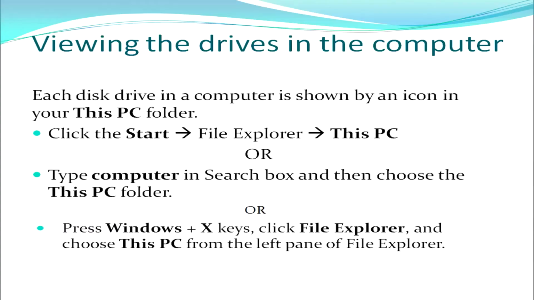Now, once we store data in a computer, we store it on various devices. We have drives, external hard disks, internal hard disks, CDs, pen drives, various secondary storage devices where we store data. So, each disk drive in a computer is shown by an icon in this PC folder. This is the name of the folder which is given by Windows.